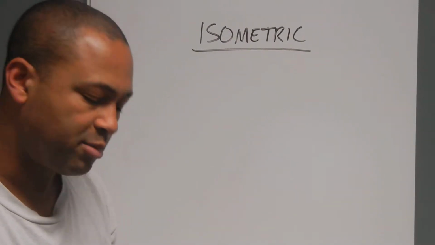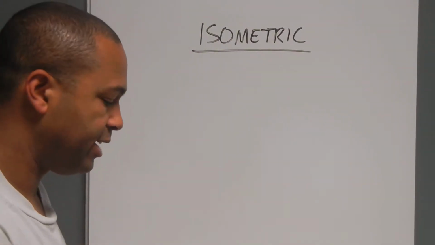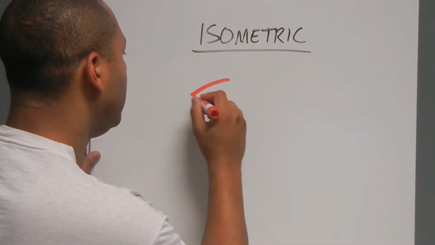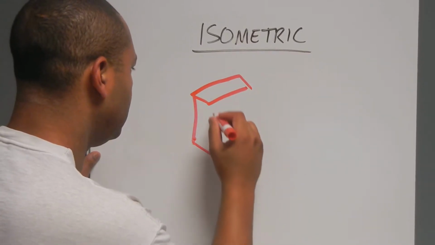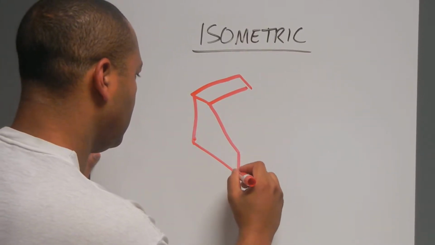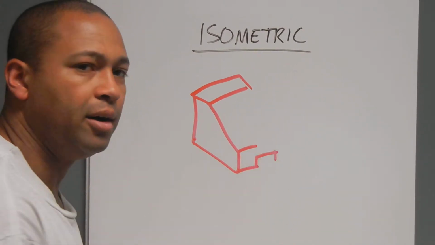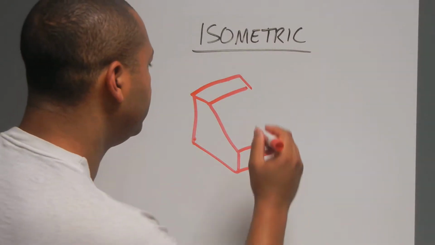As well as an isometric. I'm going to draw a different object for this one. But things to know about an isometric is that it has 120 degrees between its three axes. It also has 30 degrees of an angle off the horizontal.